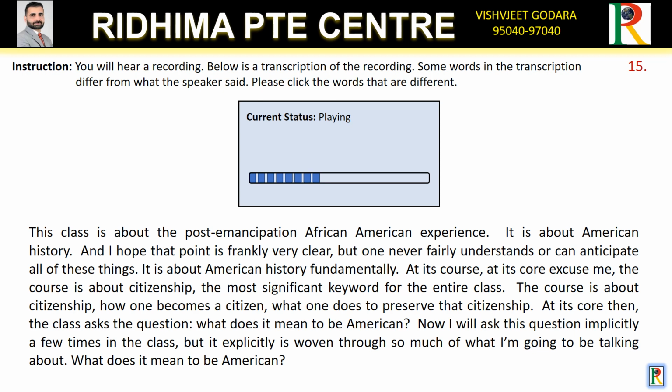The course is about citizenship. Most important keyword for the entire class. The course is about citizenship: how one becomes a citizen, what one does to preserve that citizenship. At its core, then, the class asks the question, what does it mean to be American? Now, I will ask this question explicitly a few times in the class, but implicitly it is woven through so much of what I'm going to be talking about. What does it mean to be American?